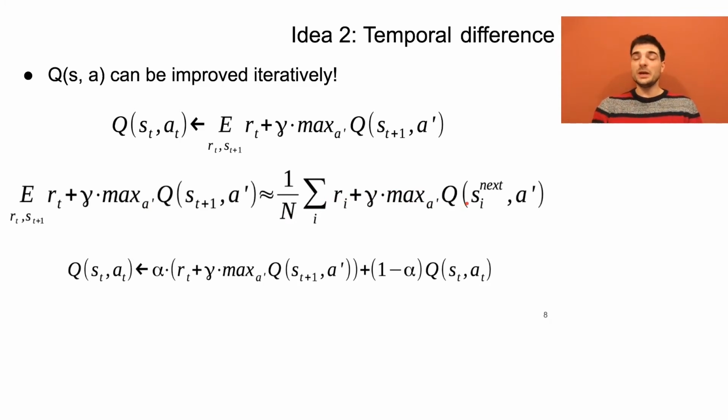And actually, to make our estimation even better, we can use exponential smoothing. So we actually take our old Q value right now, here and now, and include the update with weight of alpha. Alpha is just a number between 0 and 1, so here is classical exponential smoothing.